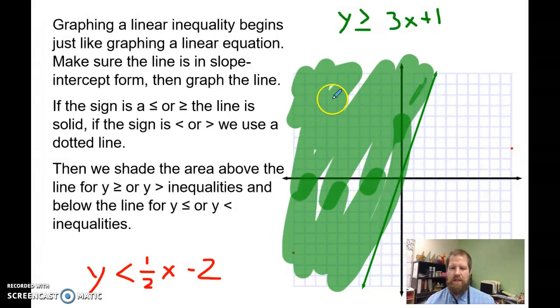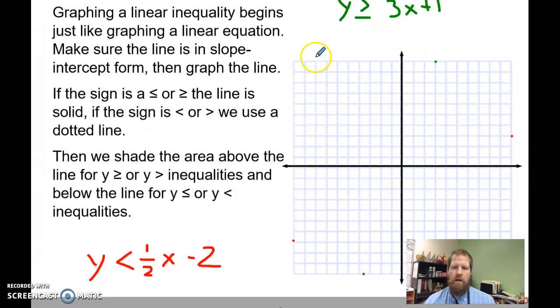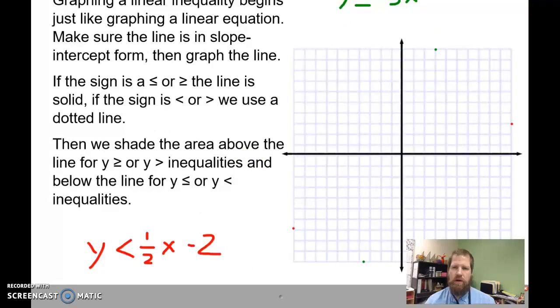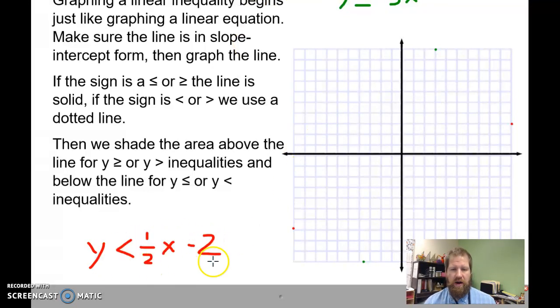It would be anything on this side of the line. Now if we had another one, we're looking at y is less than 1/2 x minus 2. You're going to go through the same process for graphing your line. I'd go to down 2 and say, okay, I'm going to come up 1 over 2, up 1 over 2, up 1 over 2. I'd get some points, and then I would graph it.